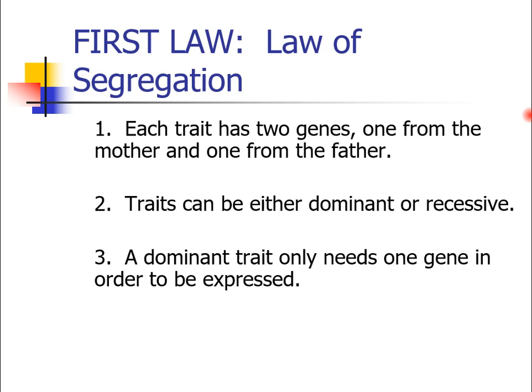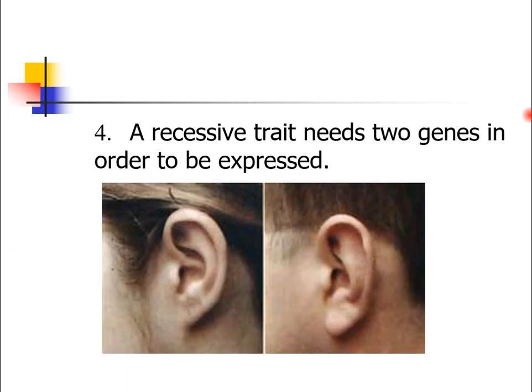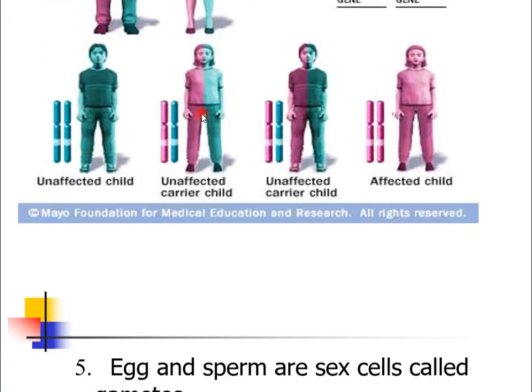Traits can be either dominant or recessive. You know that. A dominant trait only needs one gene. So if I have A capital, A small, it's dominant, A capital is dominant. But the recessive should have two genes in order to be expressed, meaning I must have A small, A small. That's an example. Unaffected carrier father, unaffected carrier mother. The first one is unaffected, okay. Unaffected, but the fourth one is affected. Both of them are carriers of a certain trait.